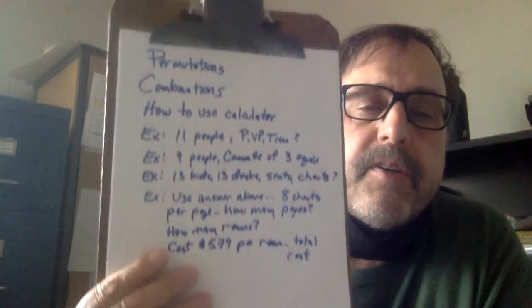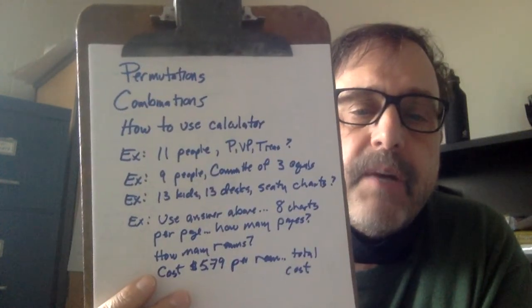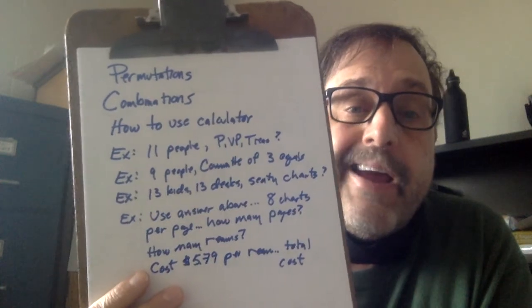Here are the topics I'm going to speak of: permutations, combinations, how to use the calculator, and a few examples. Permutation, the order is important. If you're running a race, first, second, third place is important. Third place isn't quite as good as second.